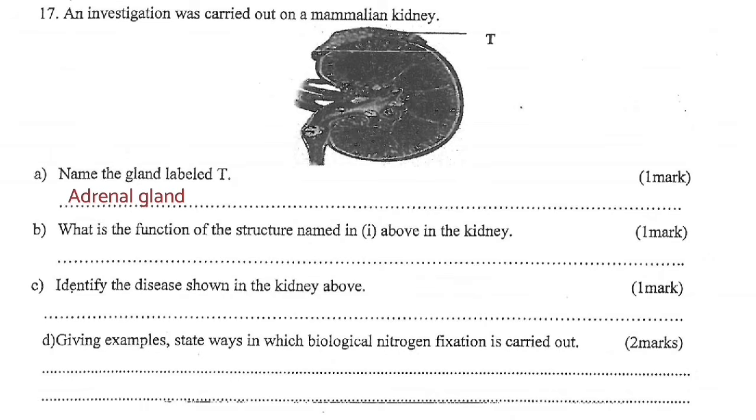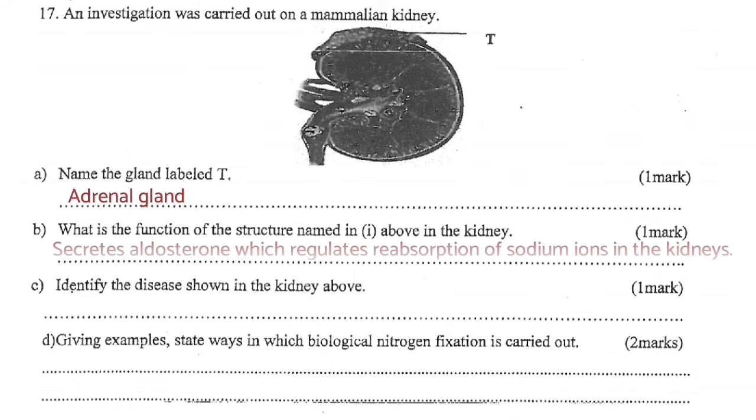If a person, for example, has excess or more than enough sodium ions in the body, less aldosterone will be secreted, therefore less reabsorption of sodium ions would occur in the kidney. So essentially it regulates reabsorption of sodium ions in the kidney, maintaining the perfect concentration.